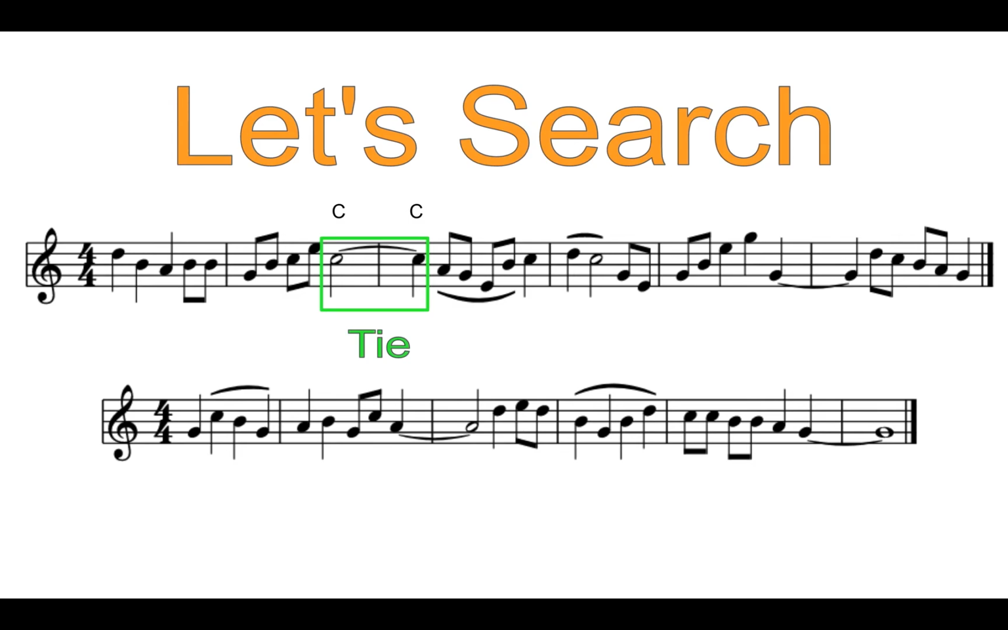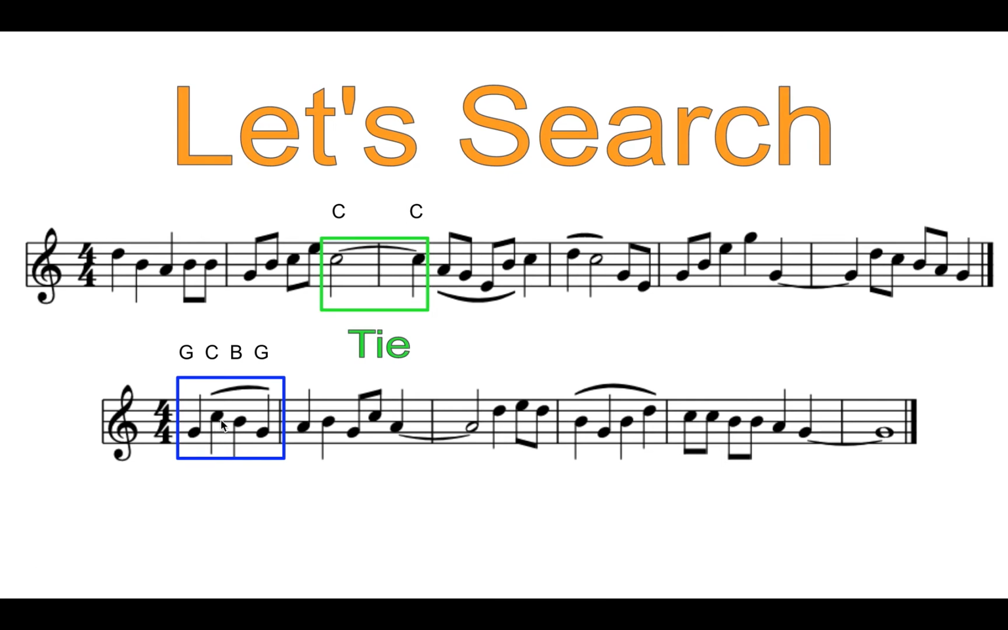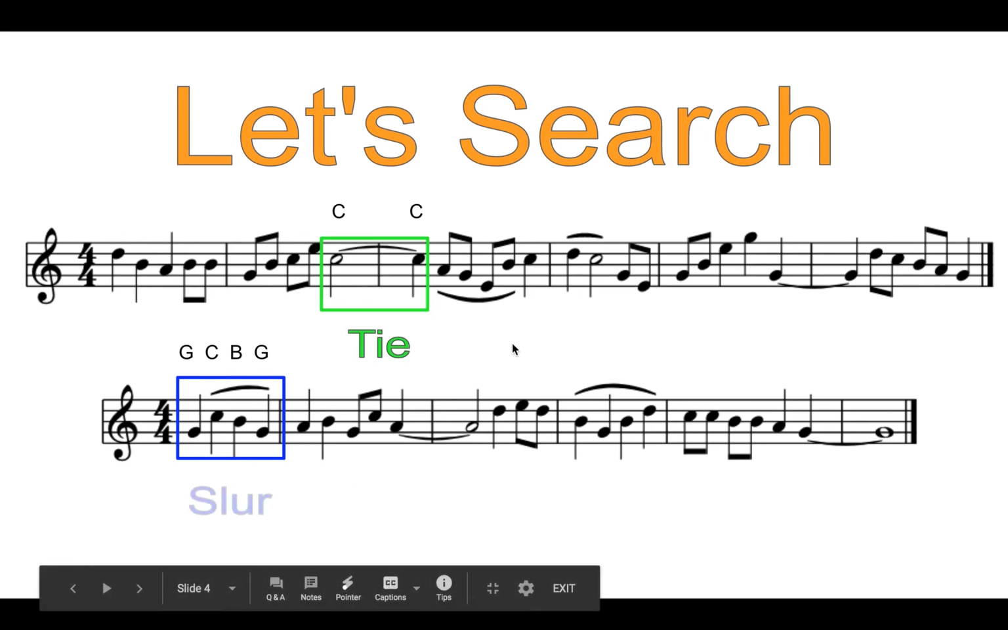Let's take a look at the blue square. So there's our arching line once again. So we know it's going to be either a slur or a tie, but which one is it? We have a G connected to a C and a B, and then another G. So this one has 4 notes, but they're all different from each other. Therefore, this is a slur.